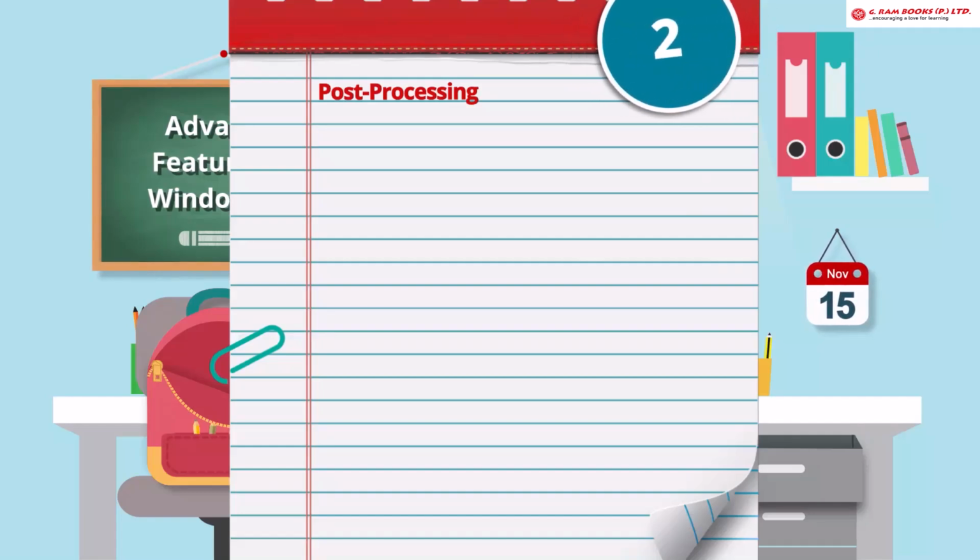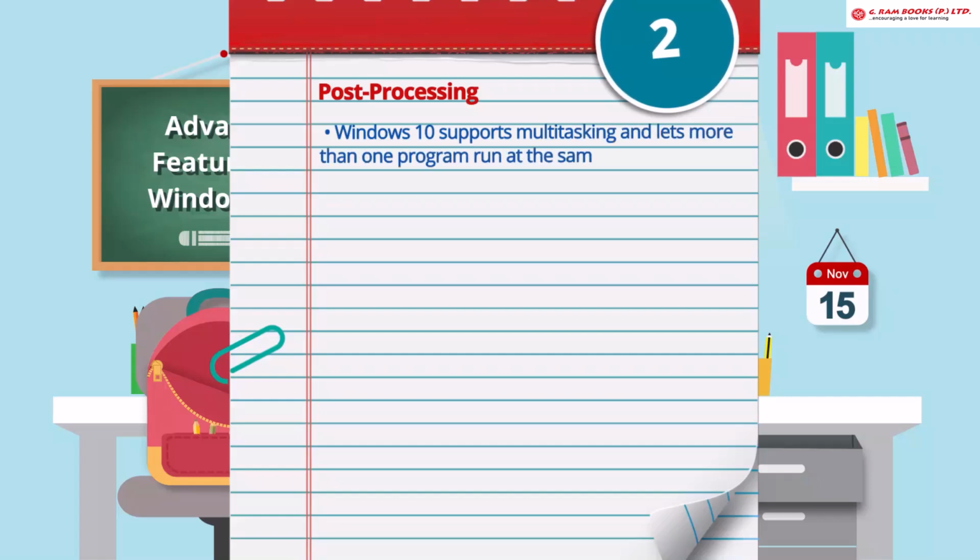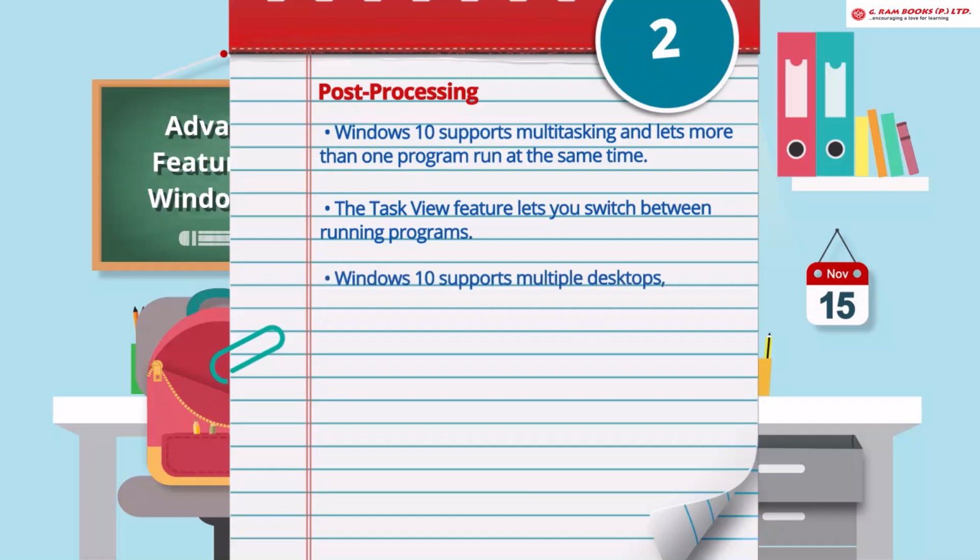Windows 10 supports multitasking and lets more than one program run at the same time. The Task View feature lets you switch between running programs. Windows 10 supports multiple desktops, each with its own running program windows.